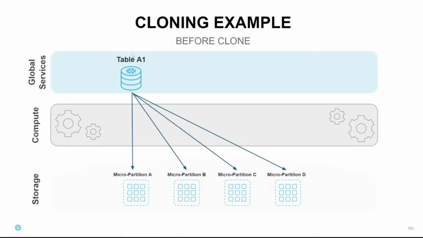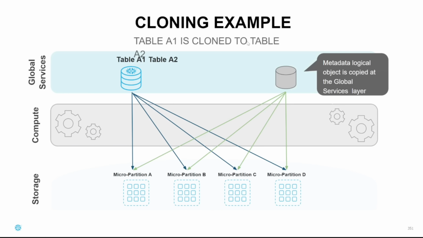Now let's take an example where you have a table called A1 in your database. The data of this table is stored in four different micro partitions, which are A, B, C, and D. This is before cloning the A1 table. Now, if you clone that table, you have table A1 and table A2. When you clone the A2 table from the A1 table, A2 is going to refer to the same micro partitions that table A1 has.